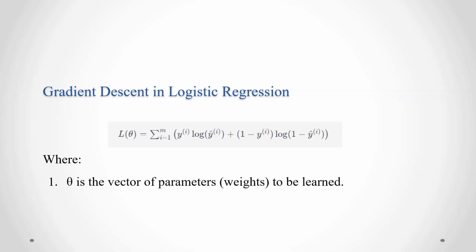Now, gradient descent in logistic regression. To derive gradient descent algorithm for logistic regression, we will start with log likelihood function that we calculated earlier. Given a dataset with m data points and their corresponding feature vectors xi and binary labels yi, that is 0 or 1, the log likelihood function for logistic regression is L of theta is equal to sum of i is equal to 1 to m yi log y hat i plus 1 minus yi into log 1 minus y hat i, where theta is the vector of parameters, that is weights to be learned, and y hat i is the prediction probability for the ith example.